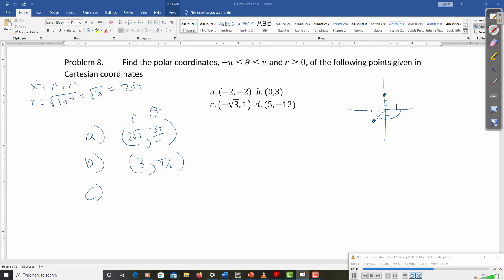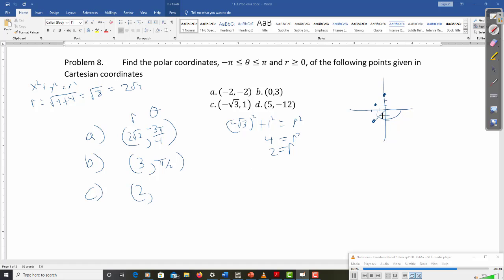C. Let's see. No. These are Cartesian coordinates. My bad. So that's negative square root of 3, and then 1. So if we do our radius calculation, negative square root of 3 squared plus 1 squared equals r squared. So that's going to be r squared equals 4. So r equal 2.